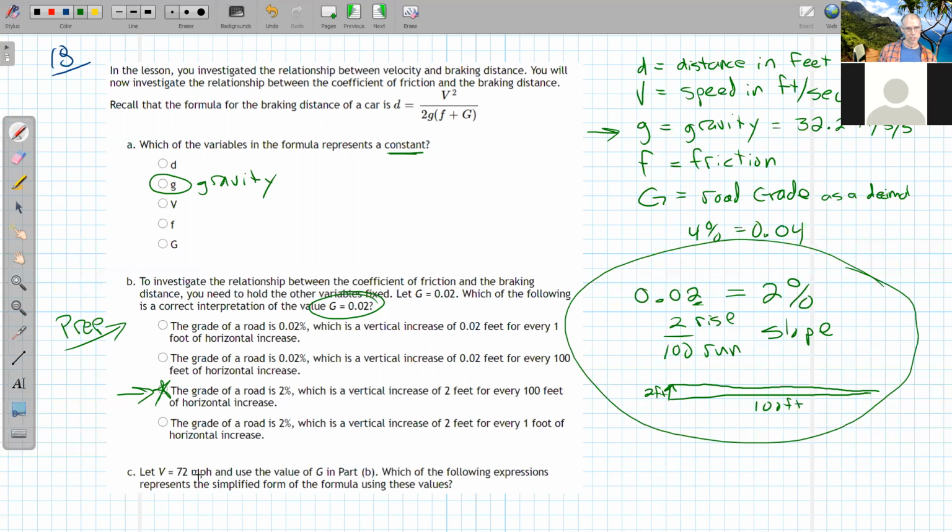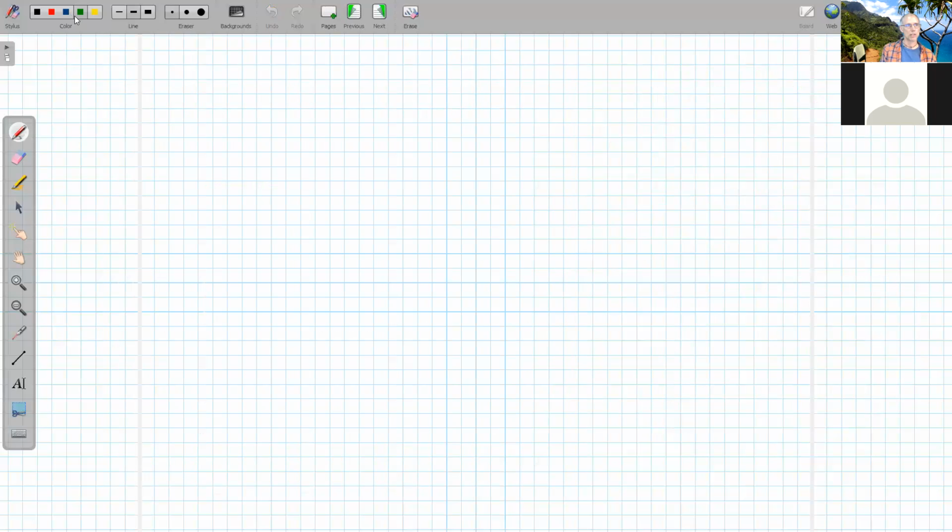So then for part C, we're asked to, given a velocity of 72 miles per hour and the G of 0.02 from part 1, rewrite our formula. So let's go to a new page to do that. I have D equals V squared over 2 little g, parentheses, F plus big G. And I need to plug into this some numbers. So they gave me V was 72 miles per hour.